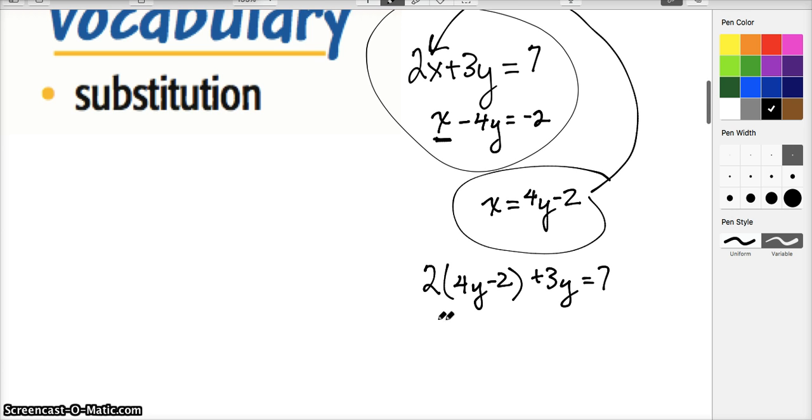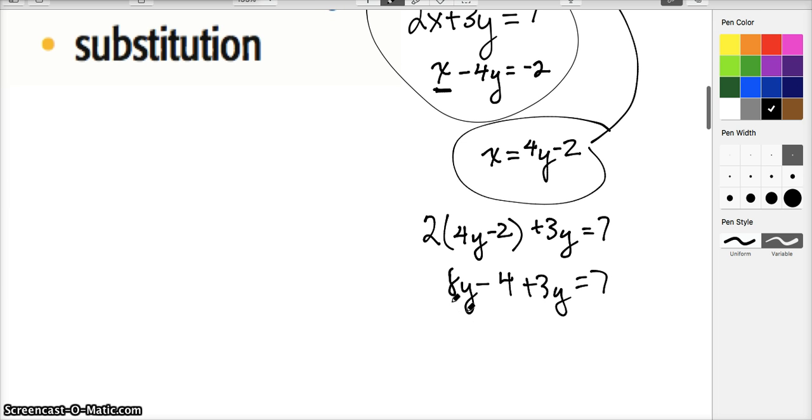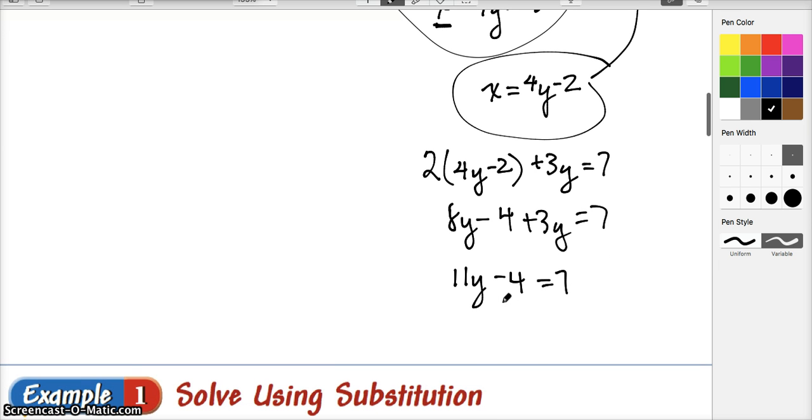So I'm going to rock a little bit of distributive property. I get 8y minus 4 plus 3y equals 7. I'm going to join like terms together like I've been taught to do. 11y minus 4 equals 7. Move this 4 over to the other side by adding 4 to both sides. I end up with 11y is equal to, add 4 here and here, that cancels out, I get 11. So y is equal to, divide both sides by 11, 1.